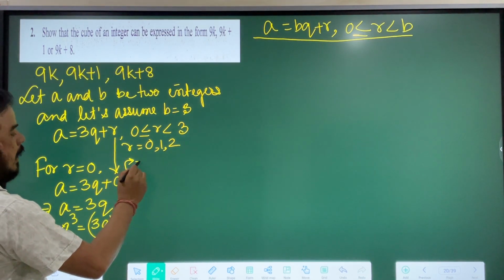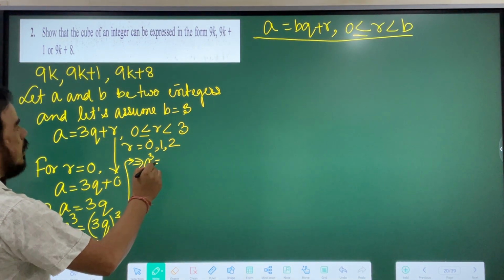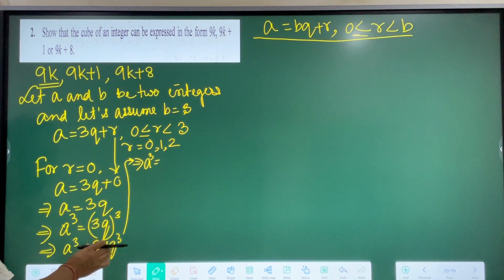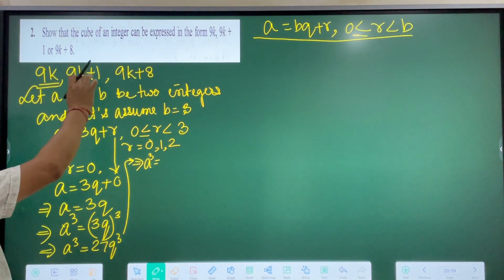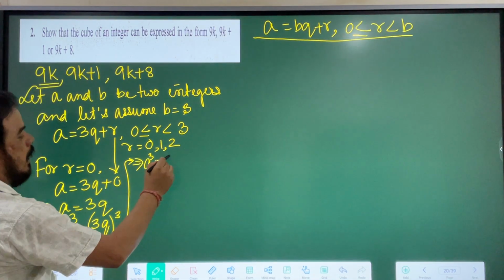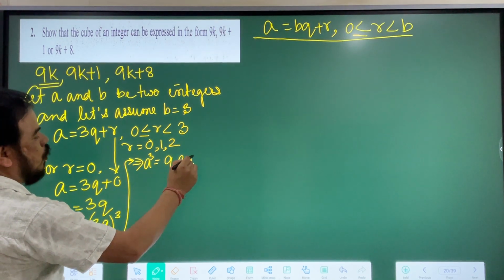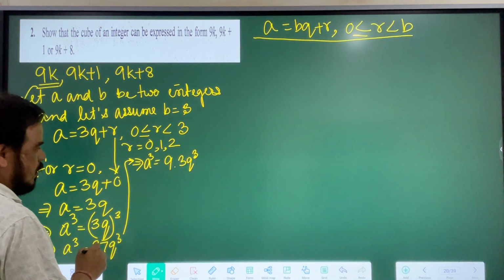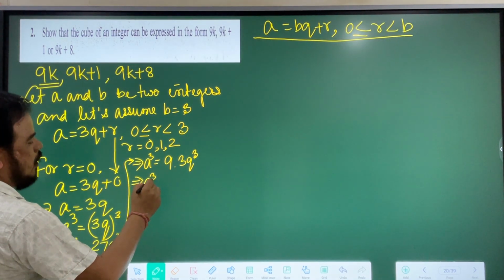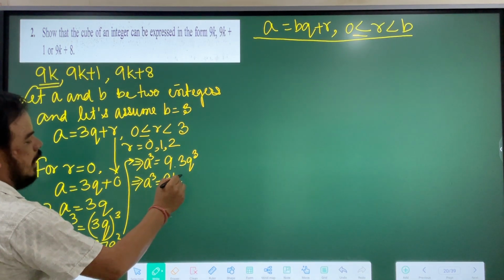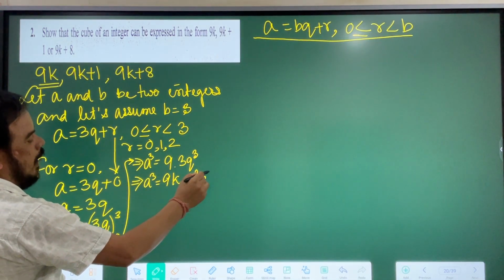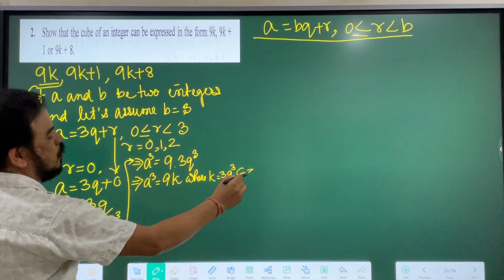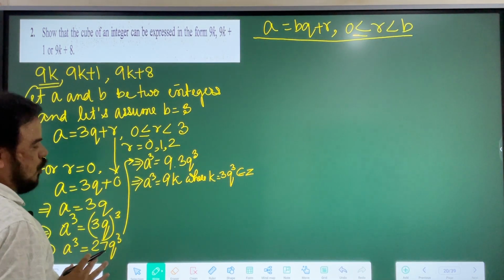This can be written here as a cube is equal to what we need? 9k. We need 9k. This is a single term, so we will go for 9k. We will not go to 9k plus 1. So 9 into 3q cube, 9 times 3 is 27. Now we will write a cube is equal to 9k, where k is equal to 3q cube, which belongs to Z. Hope all of you have understood that.